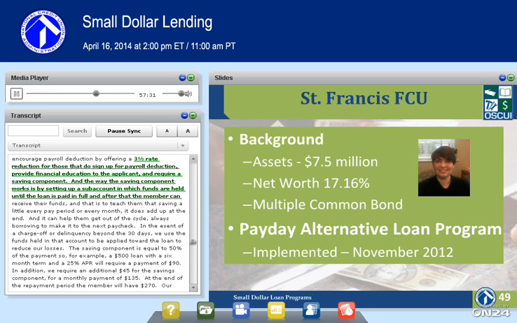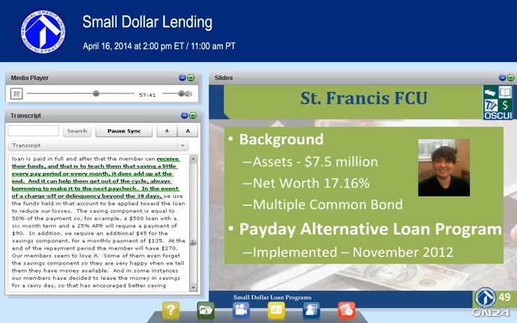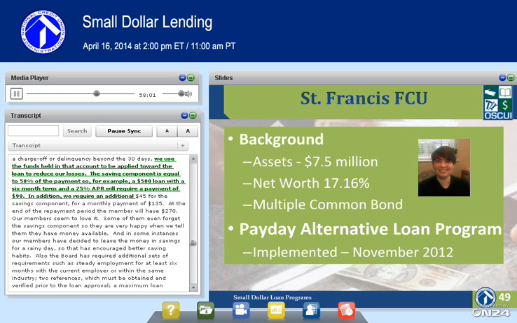The way the saving component works is by setting up a sub-account in which funds are held until the loan is paid in full. After that, the member can receive those funds. That is to teach them that saving a little every pay period or every month does add up at the end. It can help them get out of that cycle of always borrowing to make it to the next paycheck. In the event of a charge-off or delinquency beyond 30 days, we use the funds held in that account toward the loan to reduce our losses.